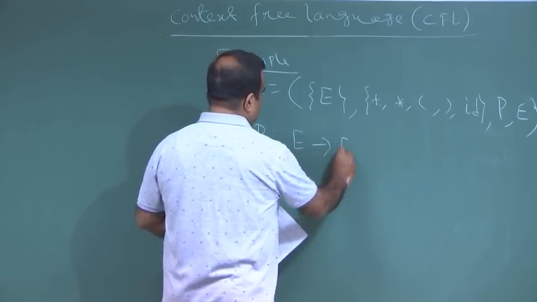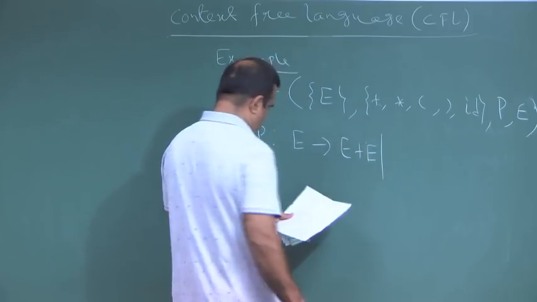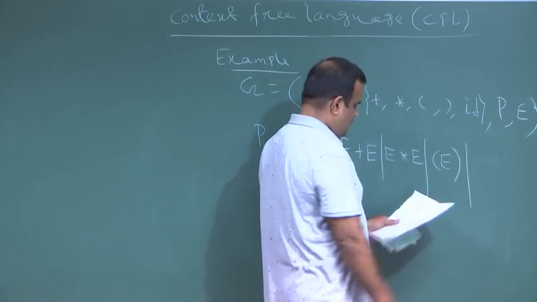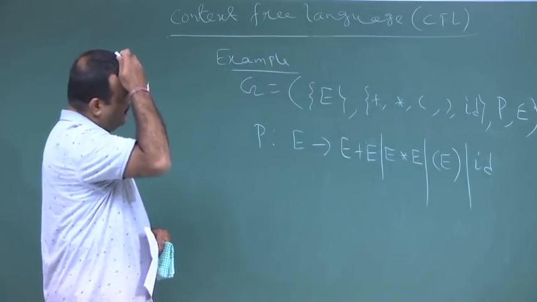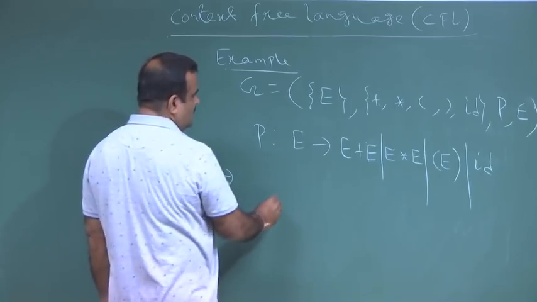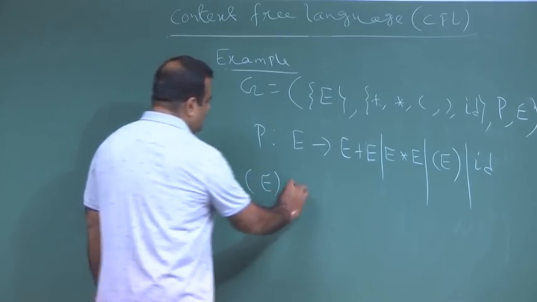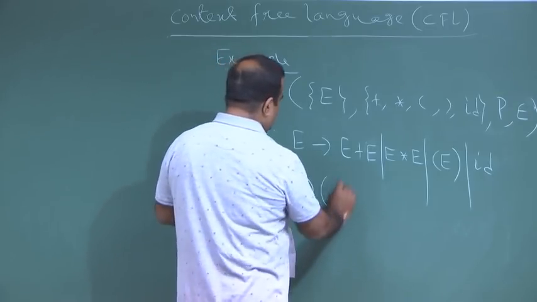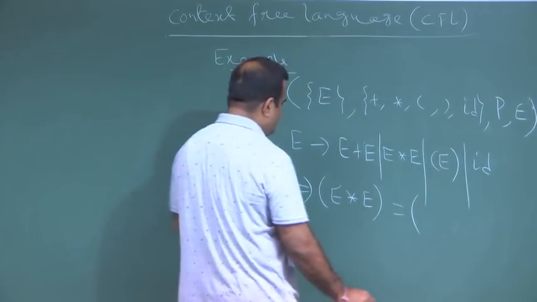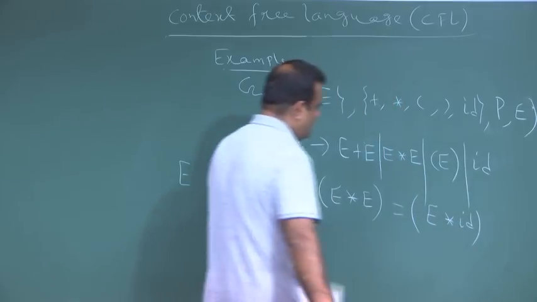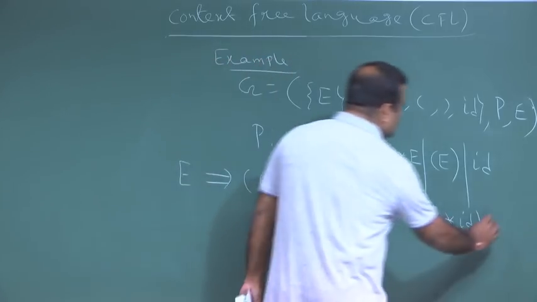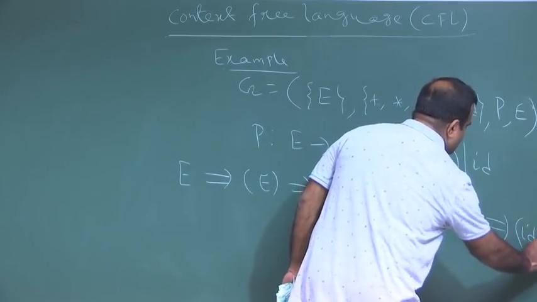E is going to E plus E, or E star E, or bracket E, or ID. These are the rules. Now, we can take some derivations. We can take any one of these, say E goes to bracket E. Then E goes to E plus E or E star E, star meaning multiplication. Then E goes to ID. Again E goes to ID star ID.